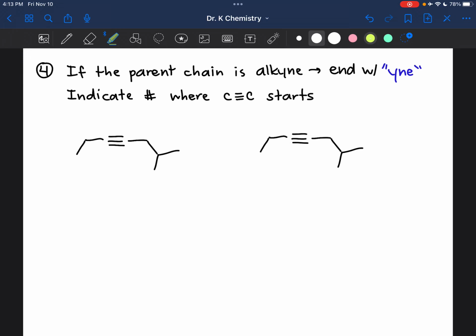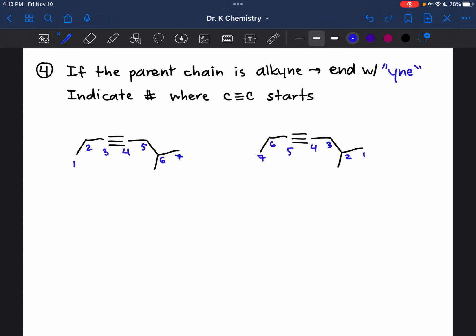Okay, so the first thing I'm going to do is find the longest continuous carbon chain. And I see here it's pretty straightforward. If I just go directly across, I'm going to find the longest chain. I'm going to include that triple bond. Alternatively, you could have gone down instead of all the way to the right. It would end up generating the exact same chain length. Okay, so there are a couple of different ways I could number this. I could go left to right, or I could go right to left.